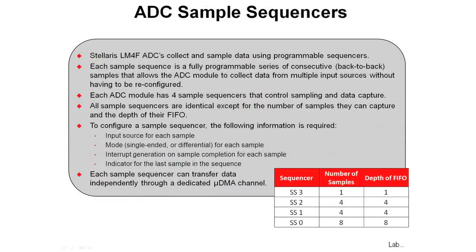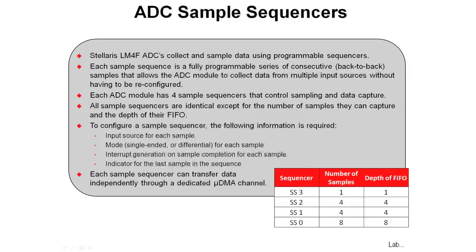The Stellaris LM4F ADCs collect and sample their data using programmable sequencers. Each sample sequence in the sequencer is a fully programmable series of consecutive samples that allows the ADC to collect data from multiple input sources without having to be reconfigured. Each one of the modules has 4 sample sequencers that control the sampling and data capture. They're all identical except for the number of samples that they can capture and the depth of the FIFO that's associated with each. So in order to configure a sample sequencer, the following information is going to be required for each one of the samples that you want to make.